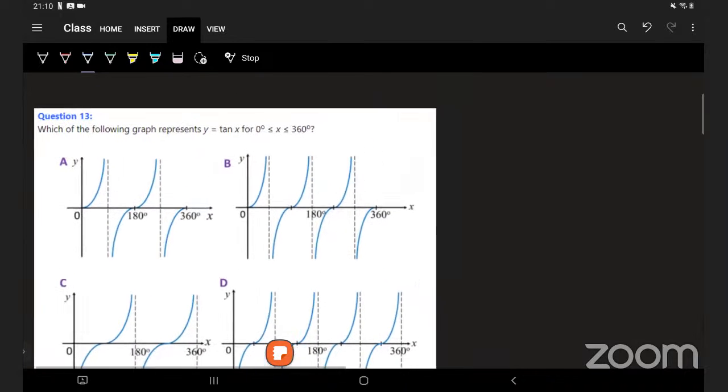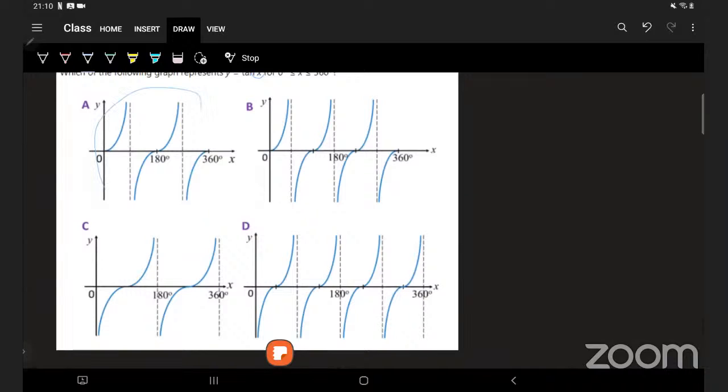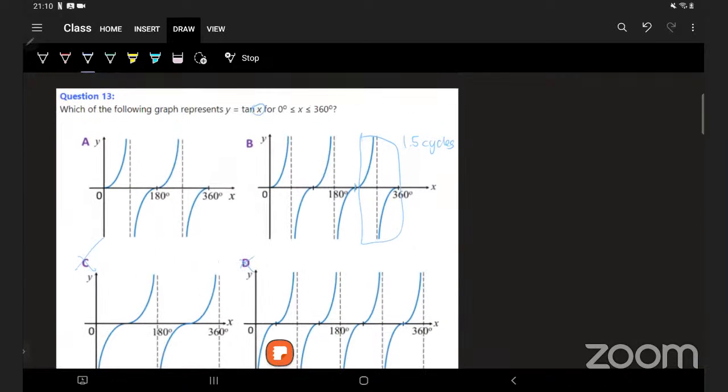As we looked at just now, there's only one cycle between 0 and 360 degrees. So this one counts as one cycle. This one counts as 1, 2, and then it cuts from here to here, so it actually counts as 1.5 cycles. And this one just doesn't start from 0 at all, so we can say that's wrong. D doesn't start from 0 as well, so that one is wrong. So we know that there's only one cycle, so the answer should be A.